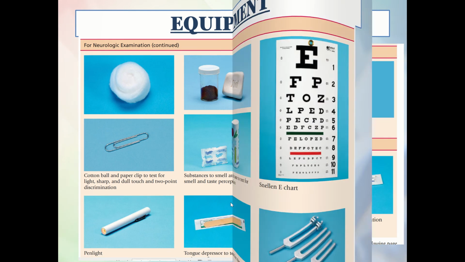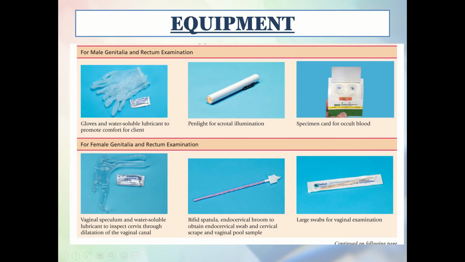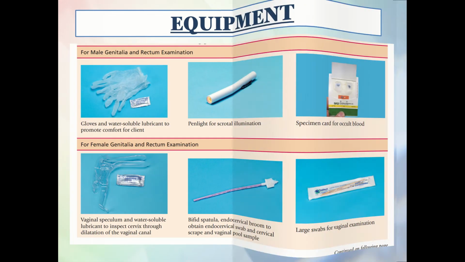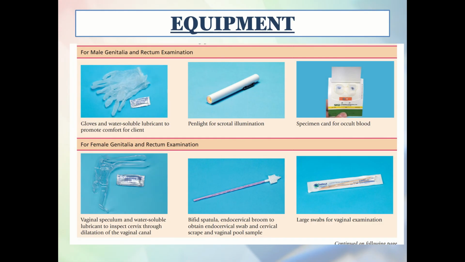And then, for male genitalia, you have the gloves, the pen light, and specimen card for occult blood. For female, you have a vaginal speculum, bifid spatula, and large swabs for vaginal exam. Okay, so those are the equipments na pwede ninyong ma-encounter or that you have to prepare before you conduct your physical examination. So you should be familiar with them and you should know how to use them.